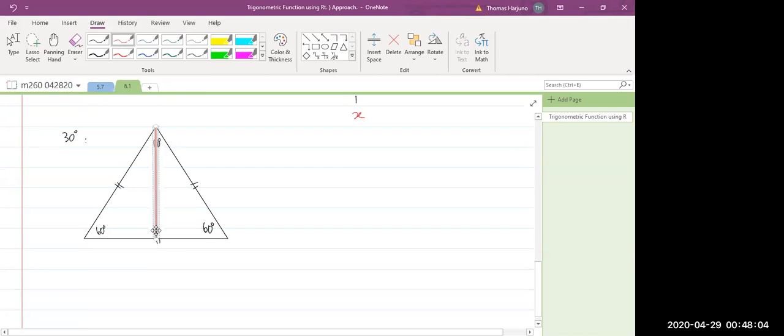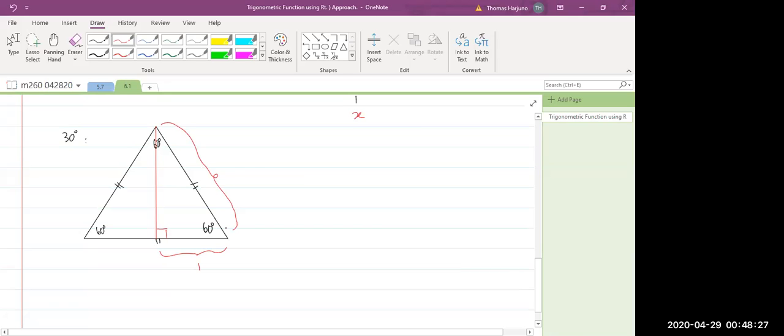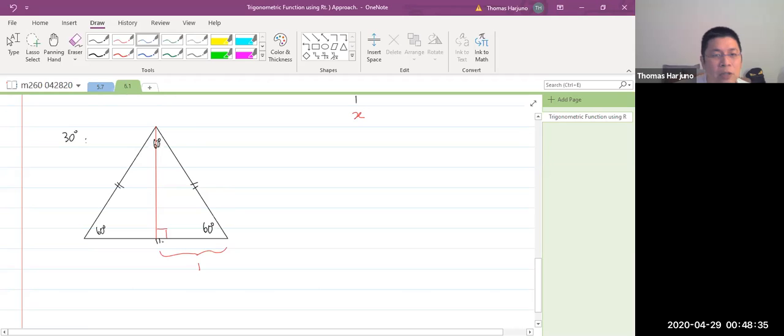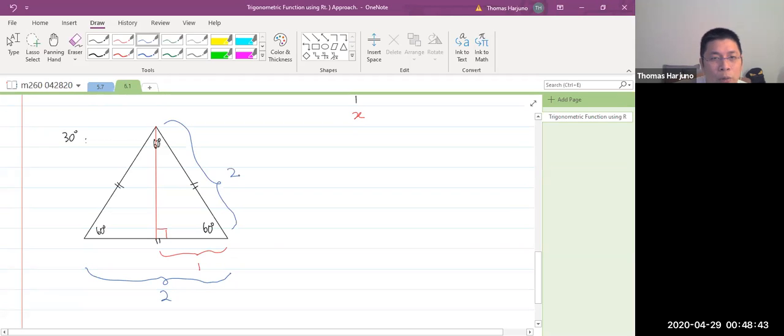I will bisect one of the angles. But once I bisect one of the angles, the consequence will be that this will be a right angle. Now, suppose the length here is 1. What is the length here? Two. Why? Because if this is 1, then this is 2. But if this is 2, this must be 2 also because these two are congruent.